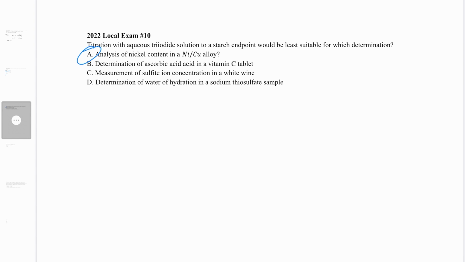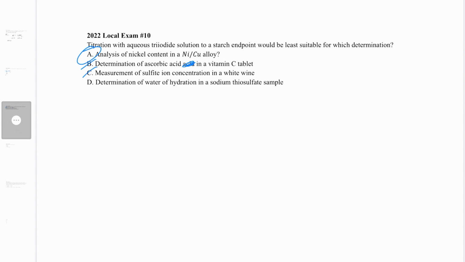B, determination of ascorbic acid concentration in a vitamin C tablet. My bad. That is something you would use a titration for. You're finding the concentration of a compound within a bigger solution. So B wouldn't make sense. C, measurement of sulfite ion concentration in white wine. Same thing, you're finding the concentration of a compound in another substance.